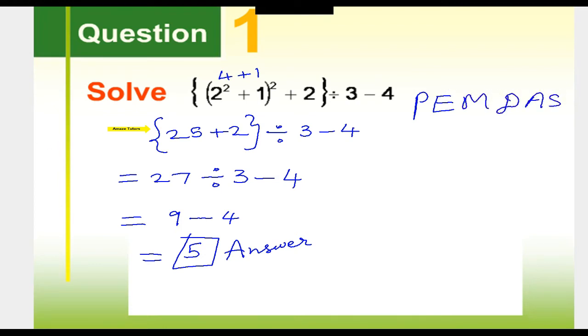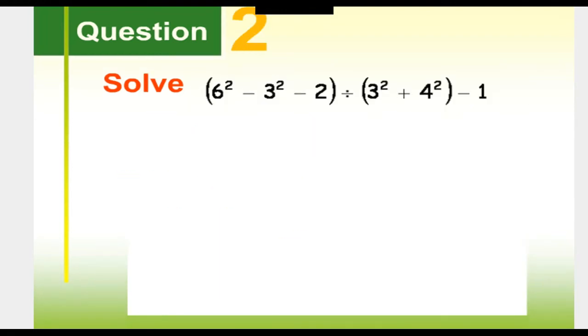Let's do the next question. Question number 2. 6 squared minus 3 squared minus 2 brackets divided by brackets again 3 squared plus 4 squared bracket close minus 1. So here it is not nested but separate parentheses. Let's finish one by one. We can do this bracket first.